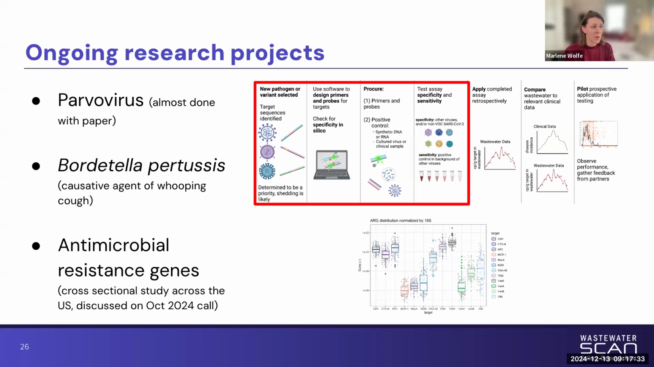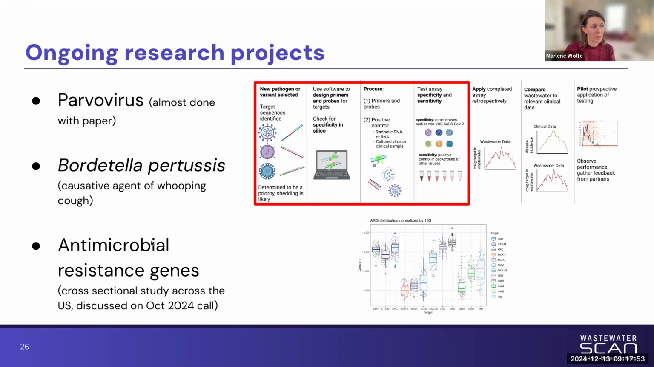And then we are working on Bordetella pertussis. So we know that pertussis has been of a lot of interest to a lot of people. We're in the earlier stages of working on pertussis. So there's quite a bit more research and development we have to do on that project, whereas parvovirus, we're sort of nearing completion to publish that work.